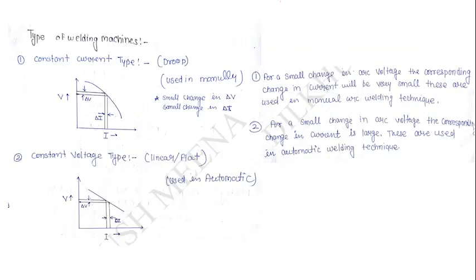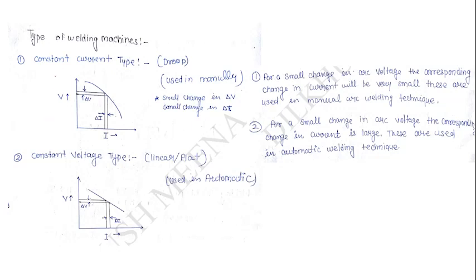Now there are two types of welding machine. Why do we need different types of welding machine? Suppose you have provided very high current, or you have provided very low current. While you are doing the welding process, your electrode can get stuck on your workpiece if you are not providing an effective amount of current or voltage. So that is why there are two types of welding machine: one is constant current type and the second is constant voltage type.